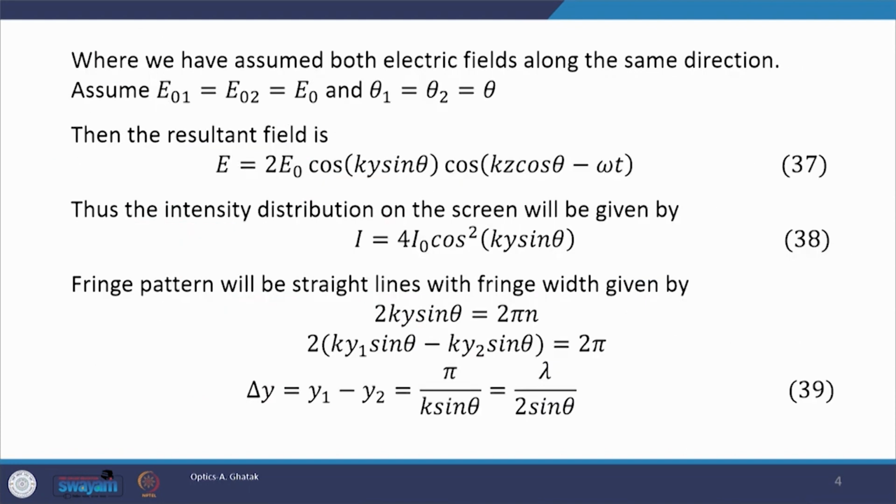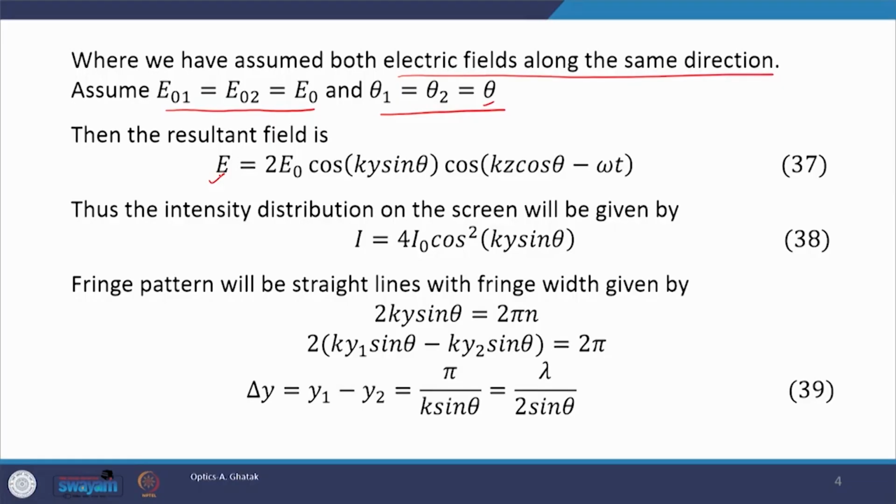But before that, let us simplify our problem, and for this simplification we assume that the field amplitudes, the field magnitudes of the two waves are the same, equal to E0, and the angles of inclination theta1 and theta2 are also the same, and we assume the two to be equal to theta. We also assume that the electric fields are along the same direction, that the state of polarization is the same in both the waves. Under these assumptions, our problem becomes very simple, and we can easily calculate the resultant field.